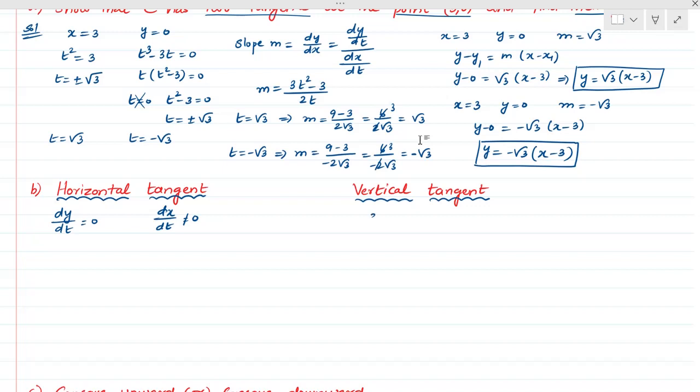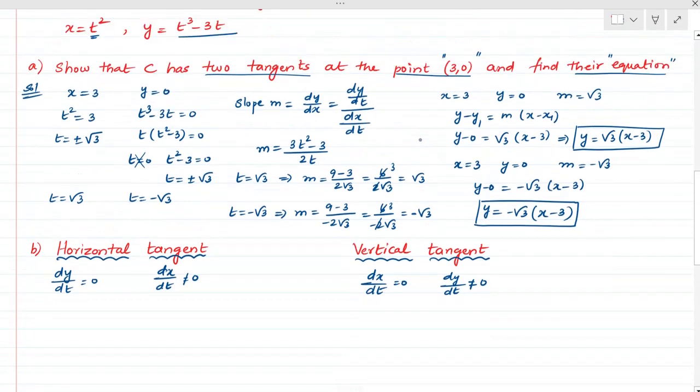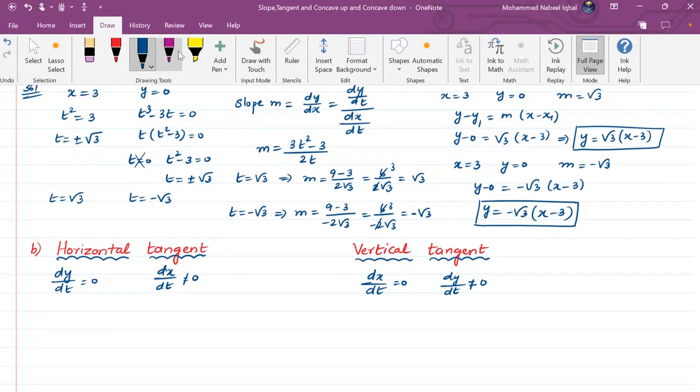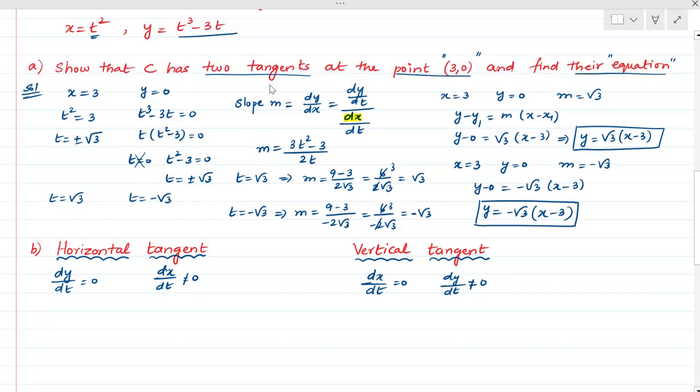Similarly, in this case, it is opposite: dx over dt is equal to 0 and dy over dt is not equal to 0. Let us start with this one. Now what we have calculated, dx over dt is this one, and dy over dt is this one.